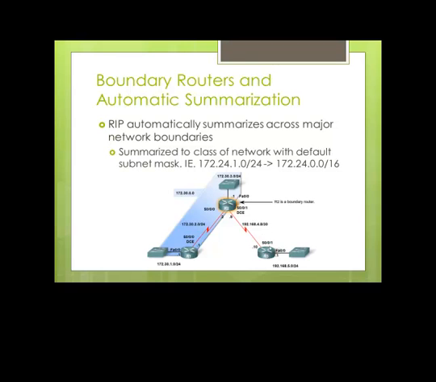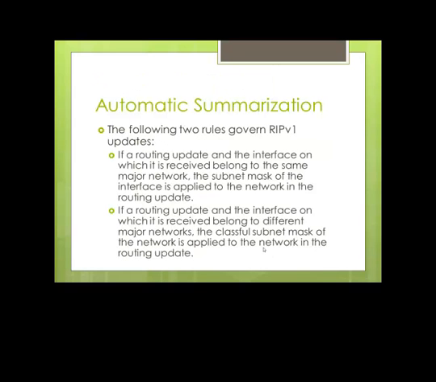When R3 gets that update, its subnet mask /30 and its network, the 192, is different than what is being sent, the 172 with a /24. Since it is different, we will summarize to the classful, the 172.30.0.0 with the /16. So essentially, if the subnet masks match, they will accept that custom subnet mask, and if they don't, they will not.